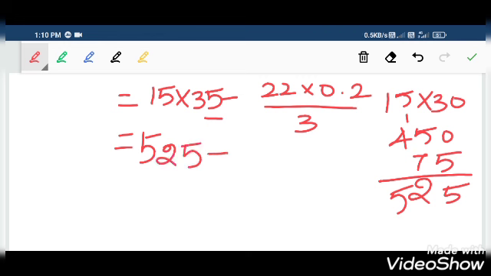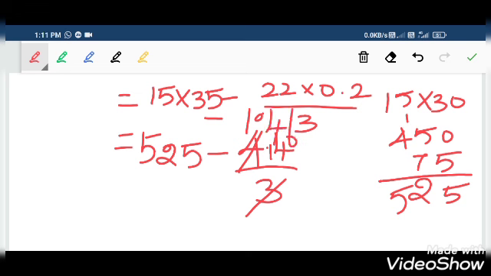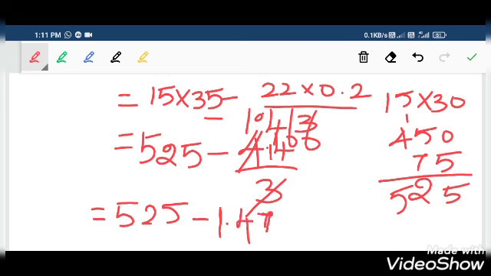525 minus 4.4 divided by 3. If you divide this one, 1 3 is 3, remaining 1, 14, you put the decimal point. 4 3s are 12. It becomes 6 3s are 18. 6 3s are 18. So 525 minus, it seems to be 1.47. So this is the volume of a cuboid, and this is the volume of a conical part.